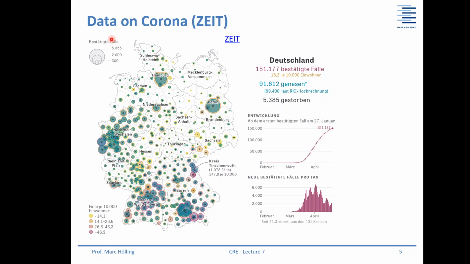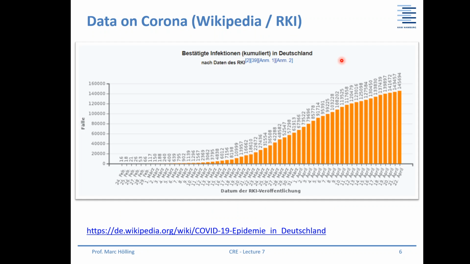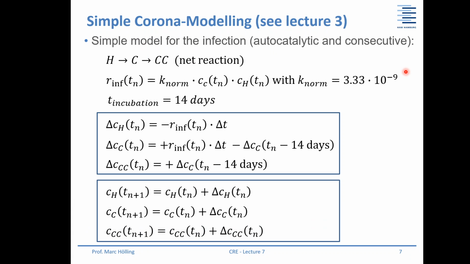I look at the site. There we have a number of 151,000 cases. And the official numbers are from the Robert Koch Institute. I take them from the Wikipedia homepage. And for the 22nd of April, it's a number of 145,000 corona cases. So this is the data that I'm using here.